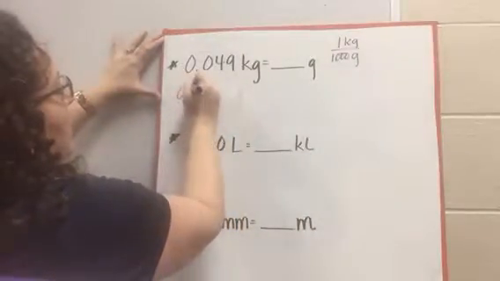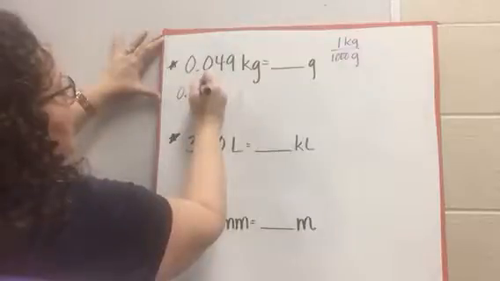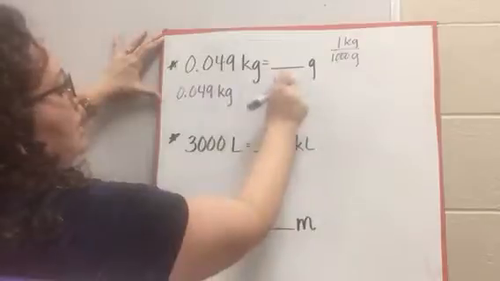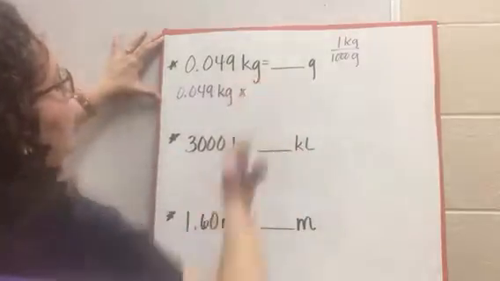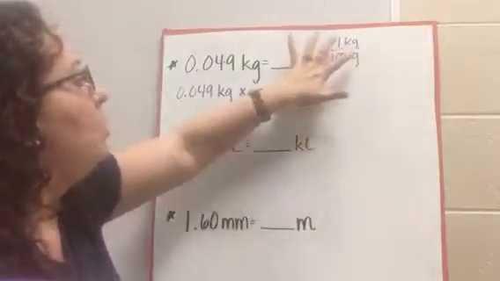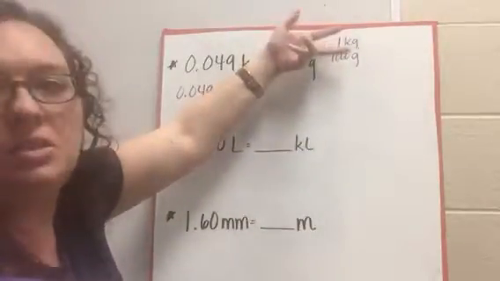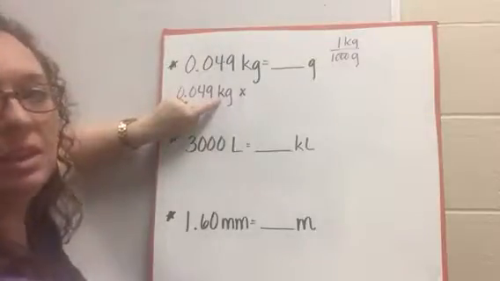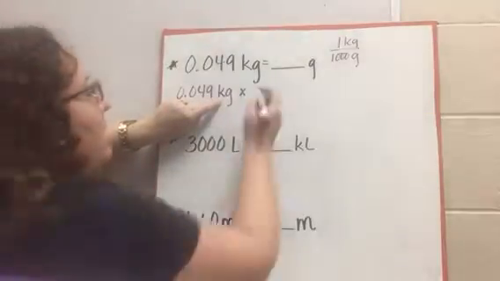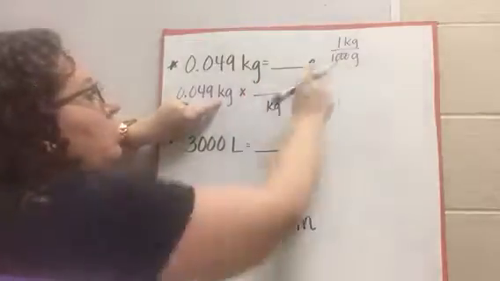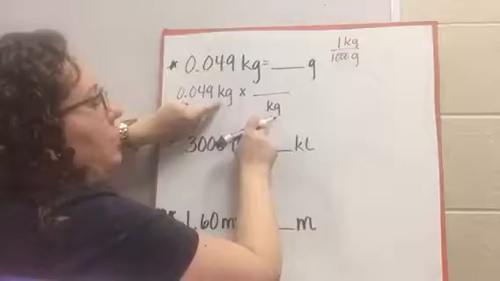So I know that we have 0.049 kilograms, and I'm trying to get to grams. So I'm going to multiply it by this conversion factor, but I need to see first if I want the kilograms at the top or at the bottom. If I have kilograms here, I need to get rid of the kilograms, so the only way I can do that is for kilograms to be at the bottom. So I'm going to use the conversion factor that has kilograms at the bottom.